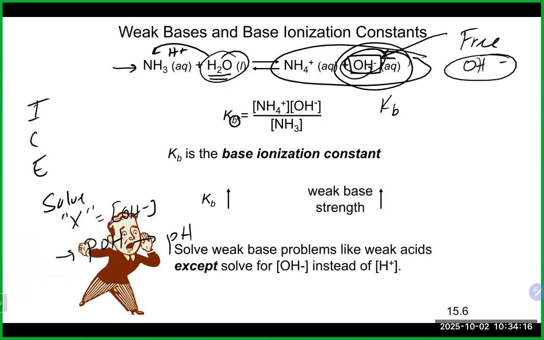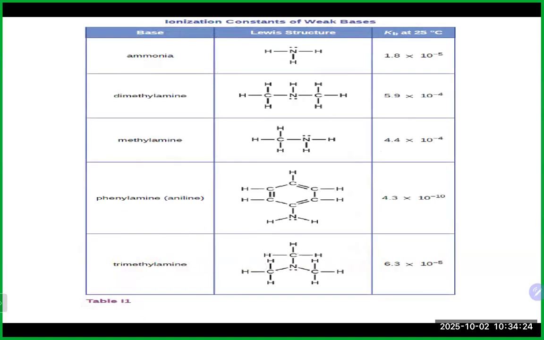So again, you're solving to get the OH minus concentration rather than the H plus, and then, like we just talked about, get to the pOH and then to your pH. Here's the table from your book. Again, you may have to reference some values for Kb. Just like strong acids, strong bases do not have a Kb value, because they're not going to set up an equilibrium. They're just going to break apart.